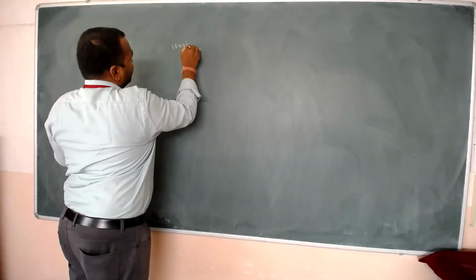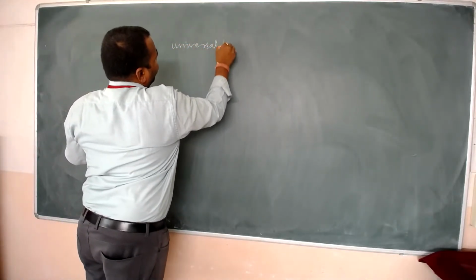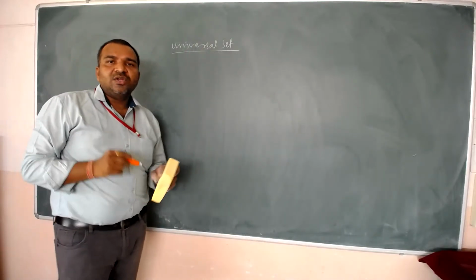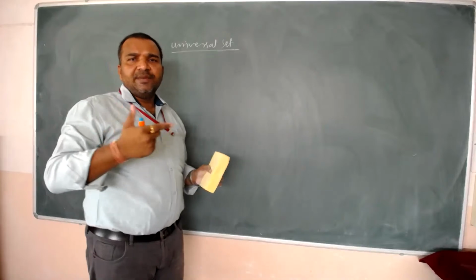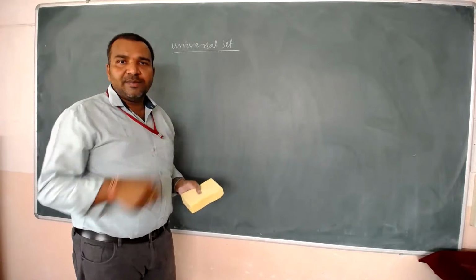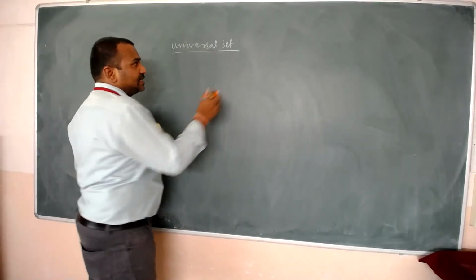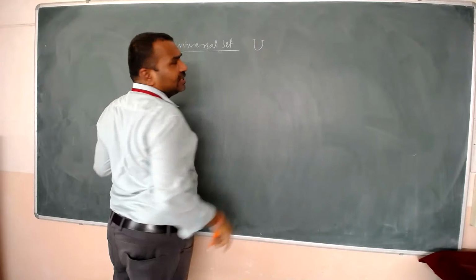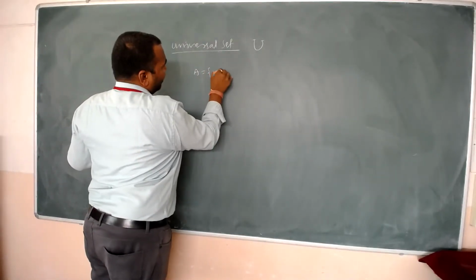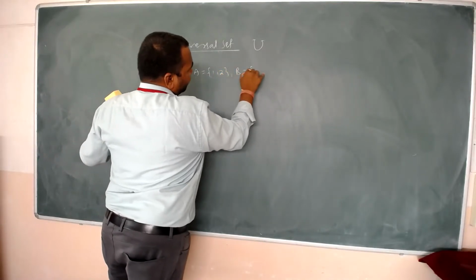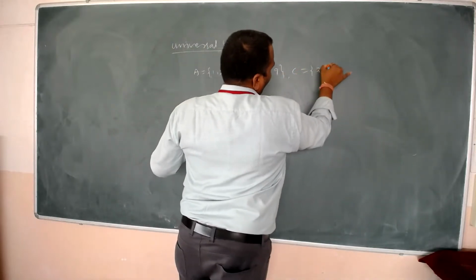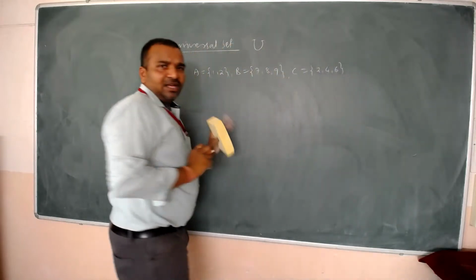Next, universal set. What is a universal set? A set which contains all the elements of the given sets is called a universal set. Generally, the universal set is denoted by capital U. I will take numbers. A is {1, 2}, B is {7, 8, 9}, C is {2, 4, 6}. These are the given sets.